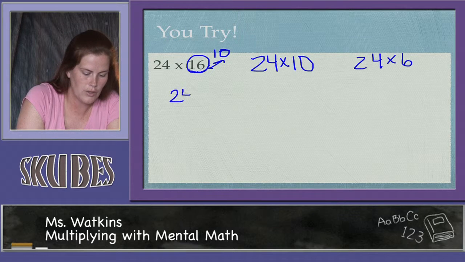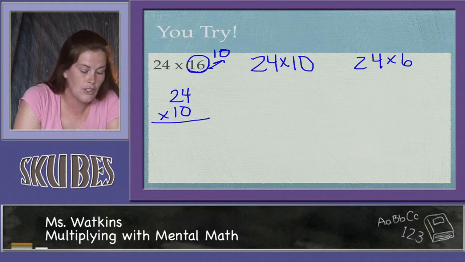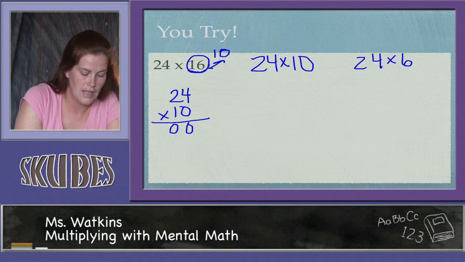So let's start with 24 times 10. Now using mental math, you know when you multiply a number by 10, really you just need to add a 0 to it, so it would be 240, but let's check it just in case. 0 times 4 equals 0, 0 times 2 equals 0. Write down a 0 to hold our ones place. 1 times 4 equals 4. 1 times 2 equals 2. So our product is 240.